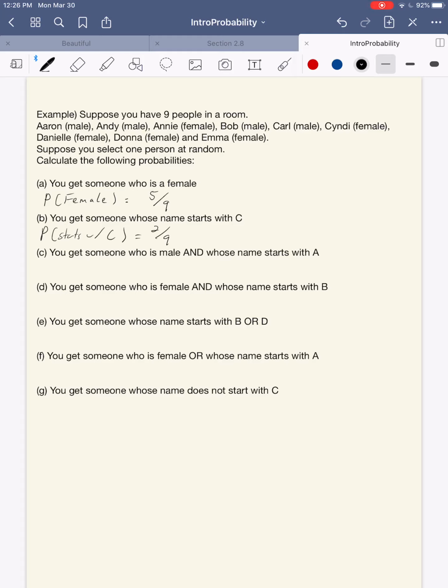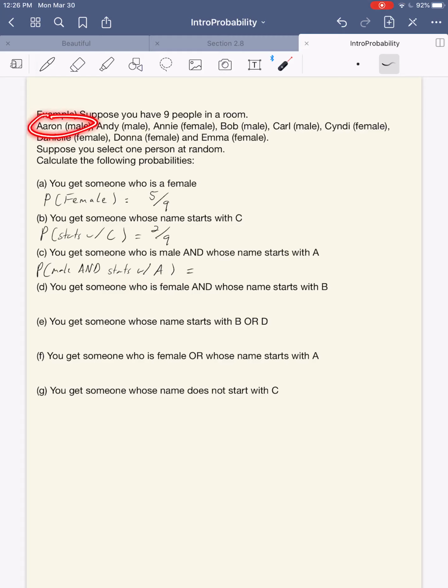All right, next we want to get the probability that they are male and starts with A. Okay, so this, remember when you see and, that means that they have to have both of these traits. So we need to have them be male and we need to have their name start with A.